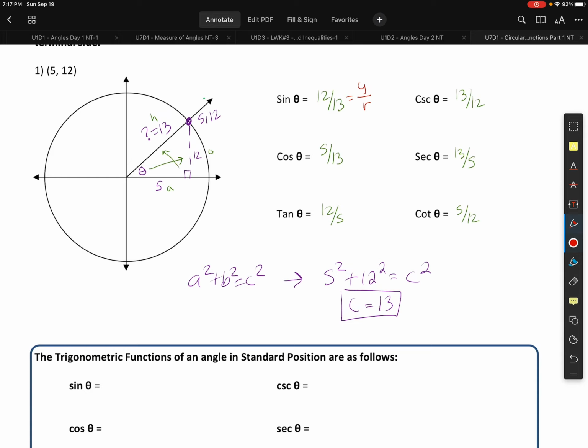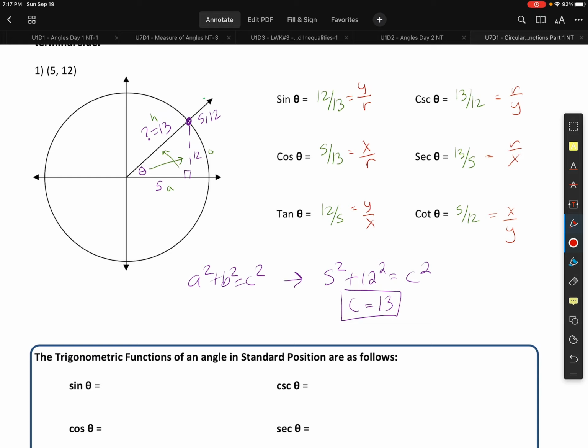So everything we've talked about with SOHCAHTOA, we can switch back to this idea of x, y, and radius. All right, so sine is y over r. Cos, 5 is the x, 13 is the r. Tan, y over x. And then for the others, we got the flip-flop: r over y, r over x, and x over y. All right, so all these trig functions relate to SOHCAHTOA, but now we're putting this trig twist on it, where we have that point.